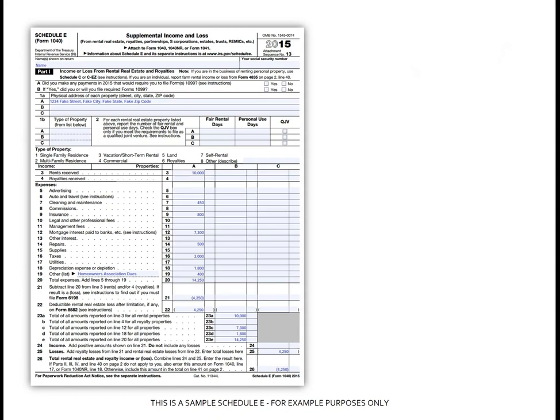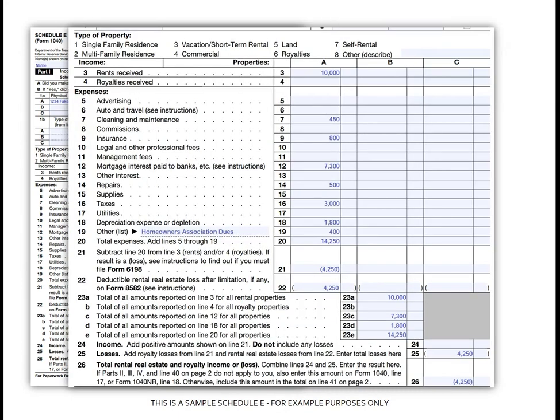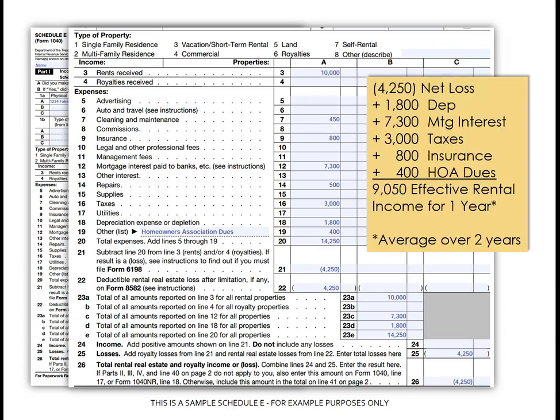So here's just an example of a Schedule E on a tax return where the borrower only has one property. Let's blow up the section where you can see all of the rents received and the expenses. So to calculate this, the first thing that you would look at on line number 26 at the very bottom is you would notice that there's a loss of $4,250.